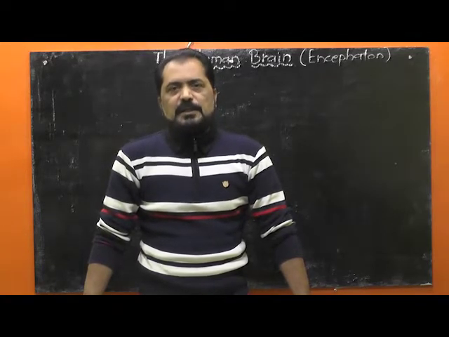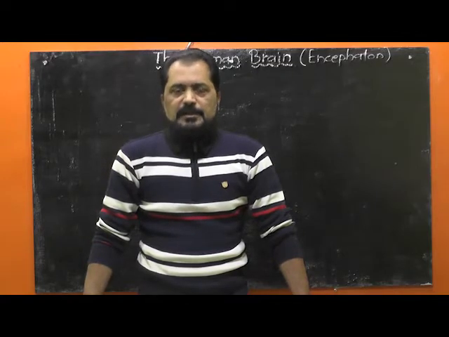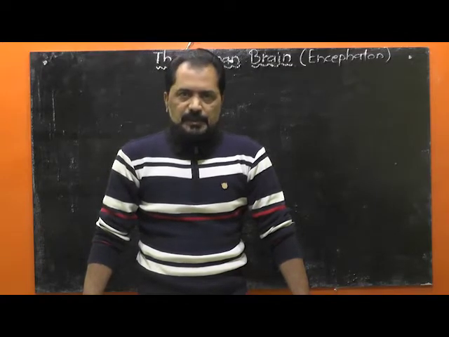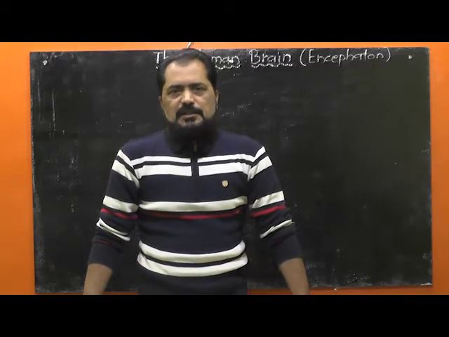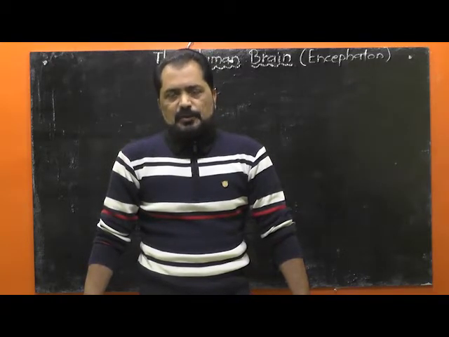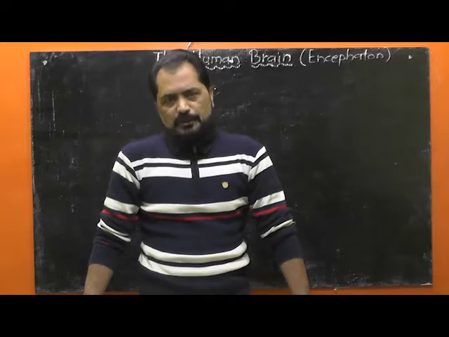Peripheral nervous system and autonomic nervous system. Now as we know, the central nervous system consists of brain and spinal cord.